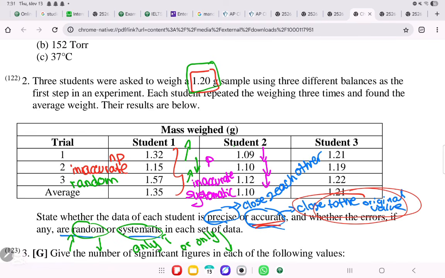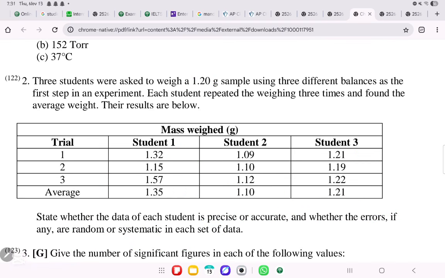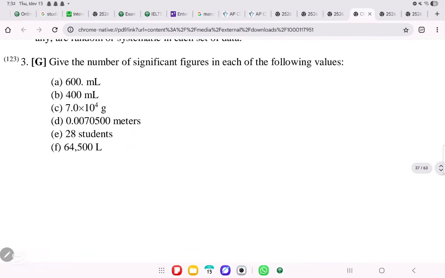Now, last but not least, let us check this value over here. So what do I have? First of all, these are precise because they're all close to each other, and it is accurate because they're very close to the original value, which is 1.20. They're 1.21, 1.19, 1.22. And here, because it's precise and accurate, two positives, we directly say that it's what? Its errors are minimal. Okay, so that is it for question number 2. We'll move on to question number 3.